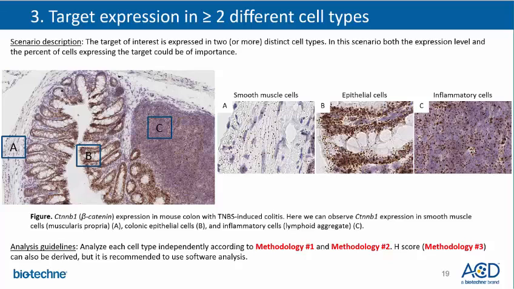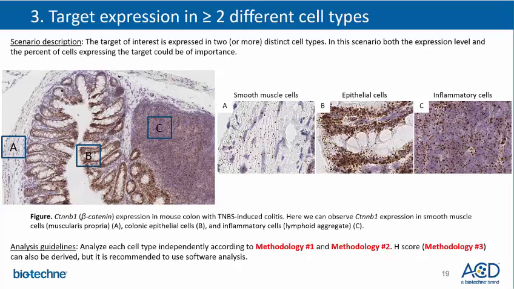In this third singleplex staining scenario, the target is expressed in 2 or more different cell types, and both the expression level and the percent of cells expressing the target could be important. In this example, mouse colon is stained for beta-catenin, and we can clearly distinguish 3 different cell types that express the target. Higher magnifications for these 3 cell type populations are shown on the right. Panel A visualizes beta-catenin expression in smooth muscle cells, Panel B visualizes the target in epithelial cells, and Panel C visualizes beta-catenin in inflammatory cells.